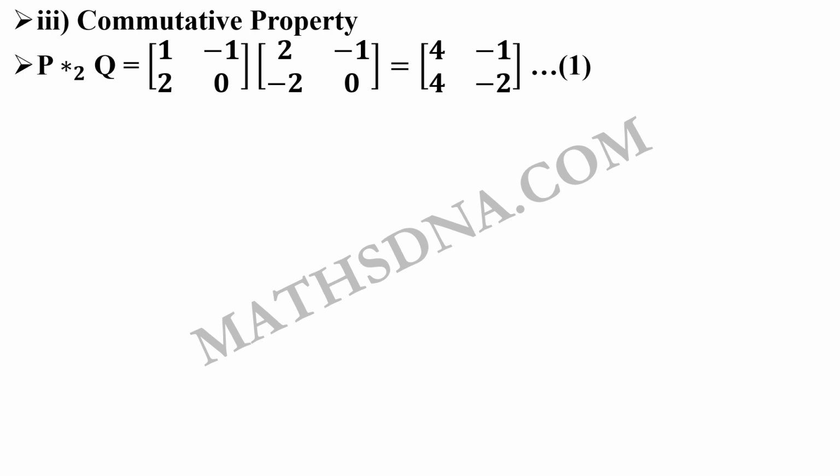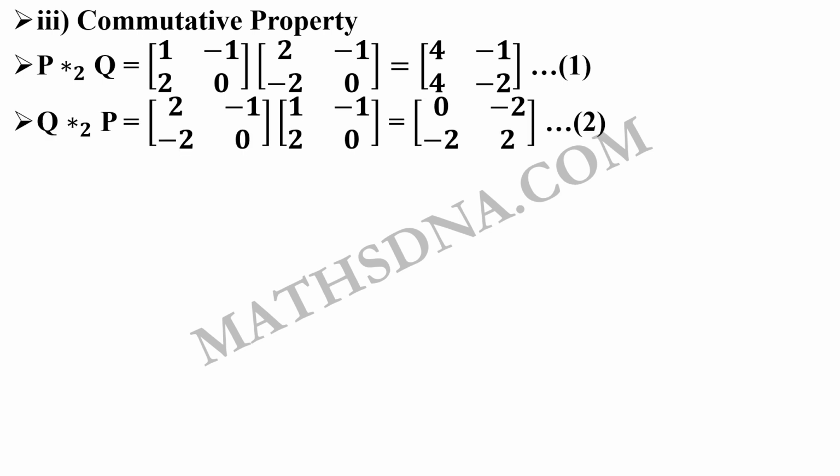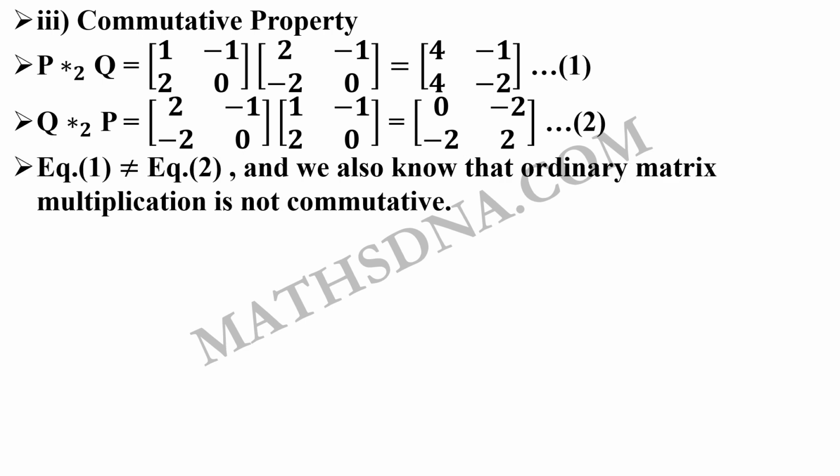Moving on to the third one, commutative property. Clearly, ordinary matrix multiplication is never commutative. You can also take the example P star 2 Q and Q star 2 P. Clearly, equation 1 and equation 2 are not equal, and hence the ordinary matrix multiplication is not commutative.